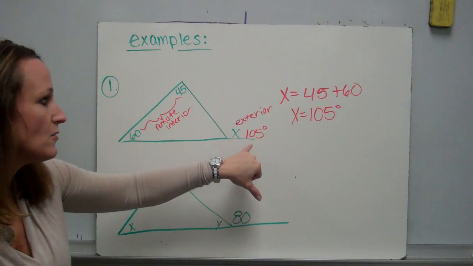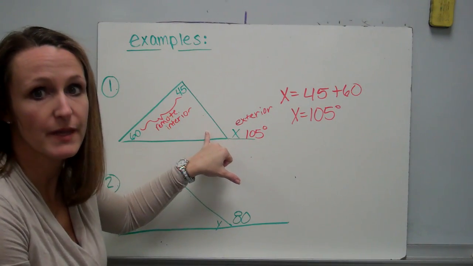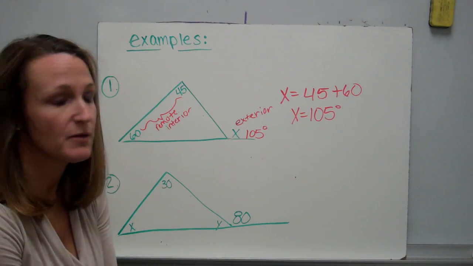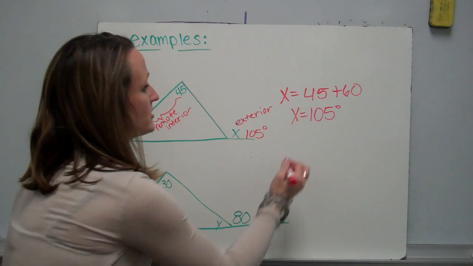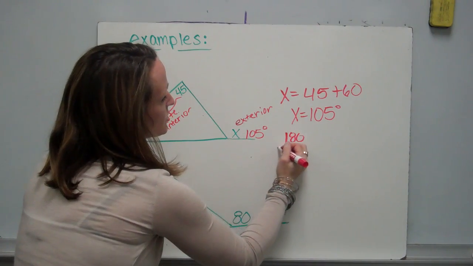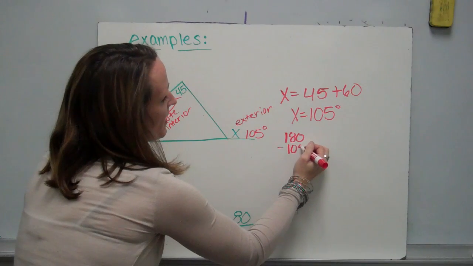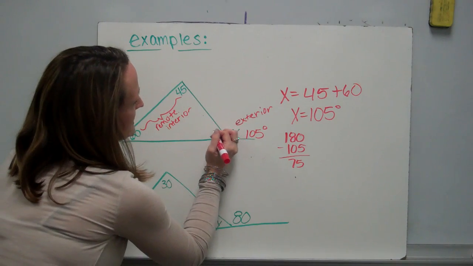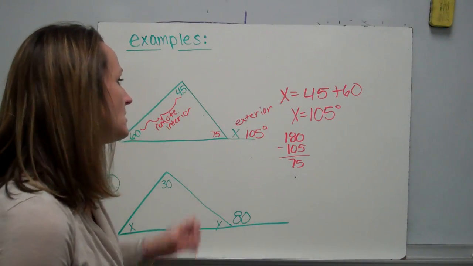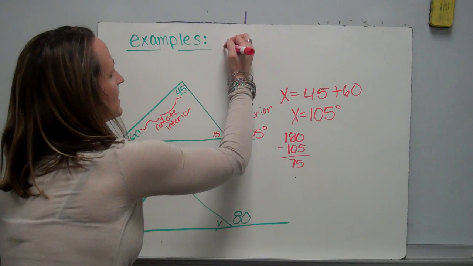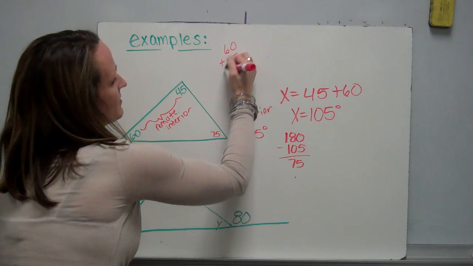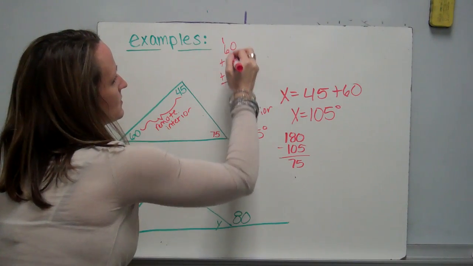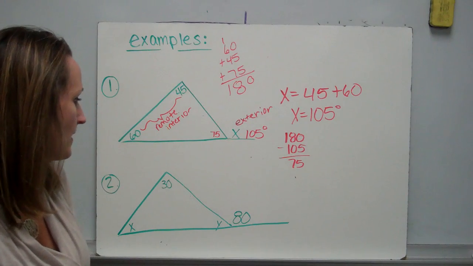Now, if we know this angle, we can find this one on the inside. Why? This x and this part here are supplementary, which means they equal 180. So if I took 180 and I subtracted out 105, I'm going to get 75. So that means that the remaining interior angle is 75. And we can go back and check that. 60 plus 45 plus 75 equals 180.